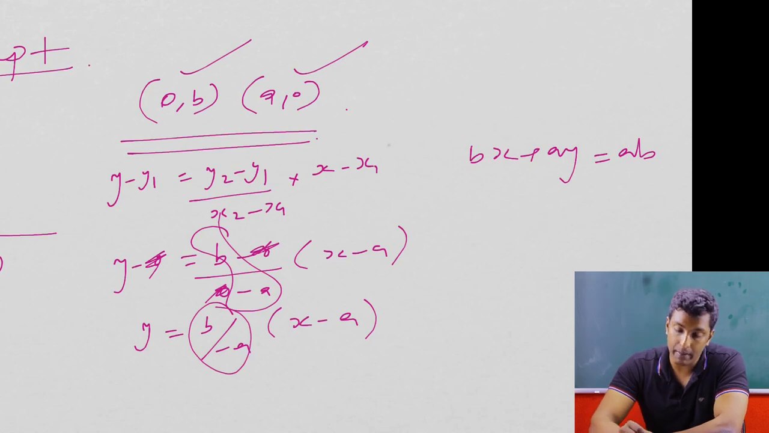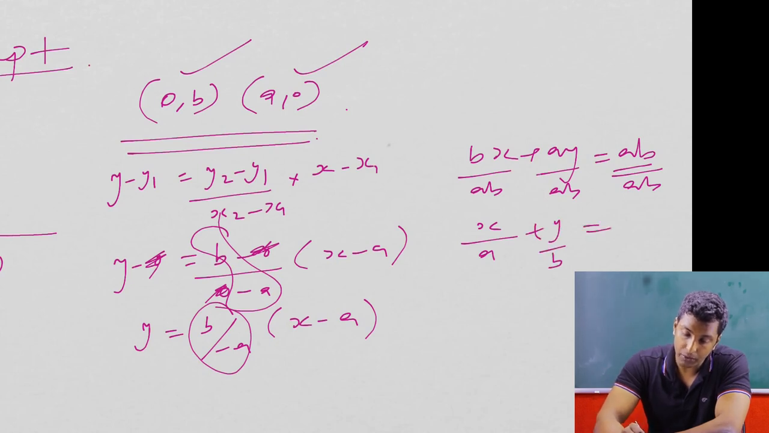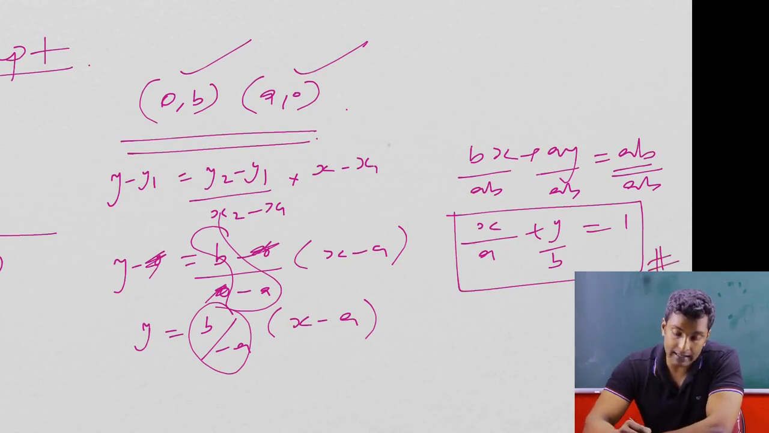Now what you can do is make the right hand side 1, so divide by ab throughout. So what you get is x by a plus y by b equals 1. And this is the equation of a line, the intercept form.